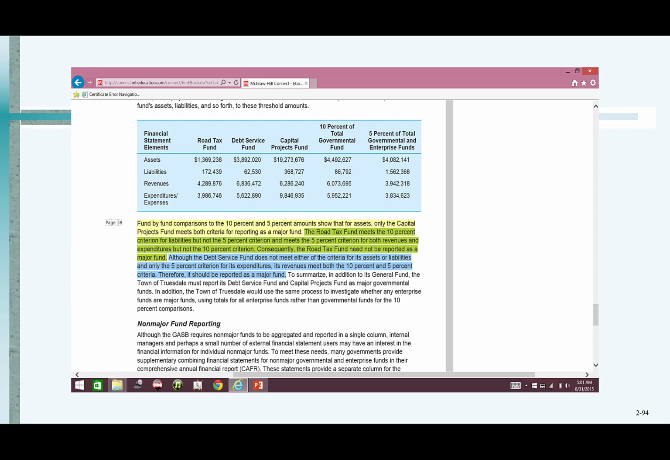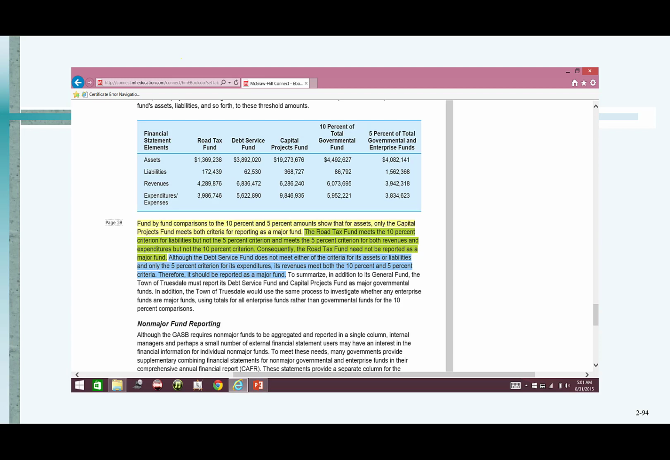But now I move to what? Now I move to revenues, don't I? And when I look at the revenues, revenues were $4,289,000. 10% of the revenue of the governmental funds, it didn't pass that test either, right? So then I look at what? Expenditures, $3,986,000. I compare it to the 10%. Didn't pass that test either.